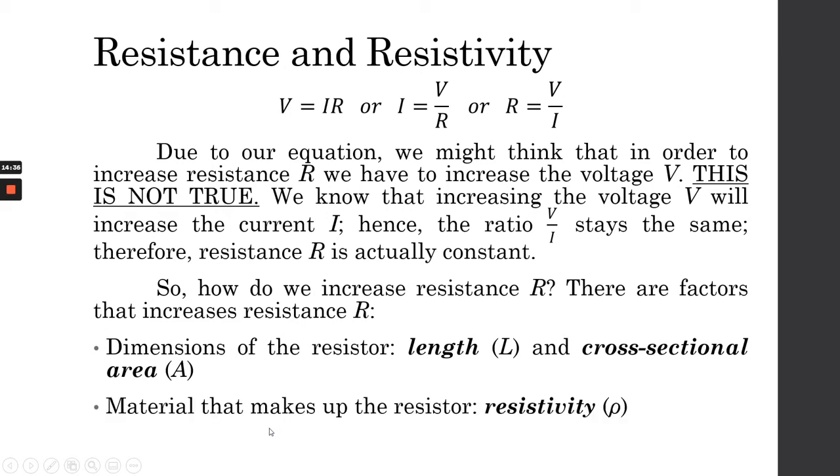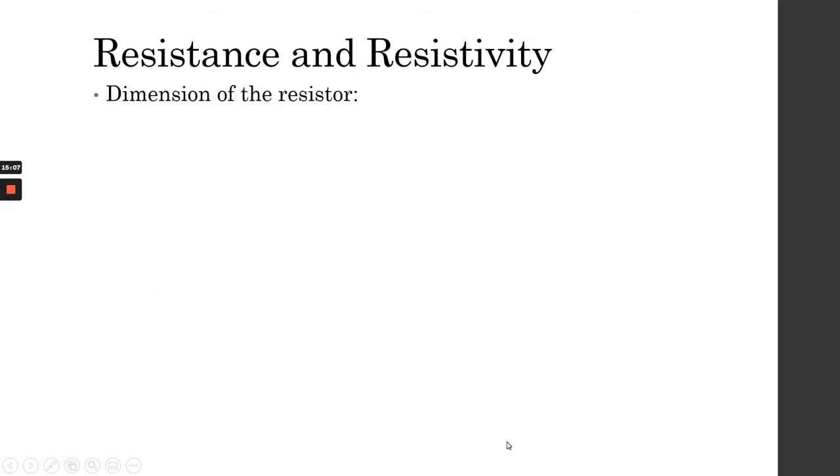Yung pangalawang factor is kung ano yung material na makeup ng ating resistor. Is it aluminum? Is it copper? Is it gold? Is it silver? And depende sa material na gamit ninyo, nag-iiba yung tinatawag natin na resistivity. And we usually use the symbol rho to denote resistivity. So resistivity is the physical characteristics ng material that causes the resistance. Mamaya pag-usapan natin kung ano yung resistivity.